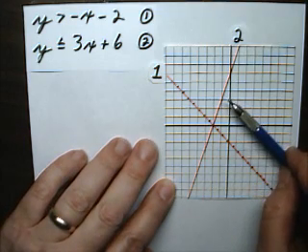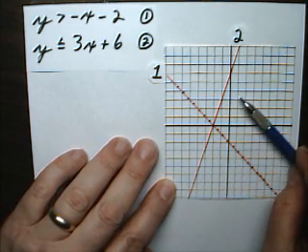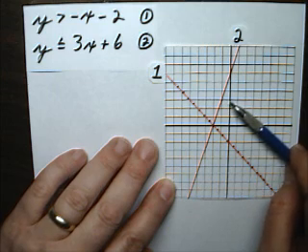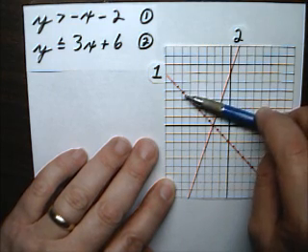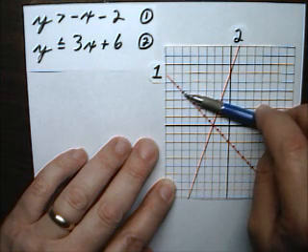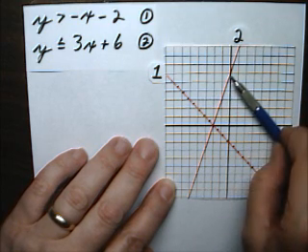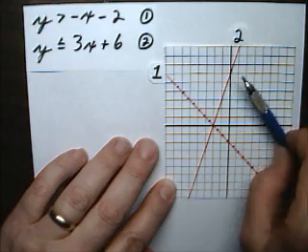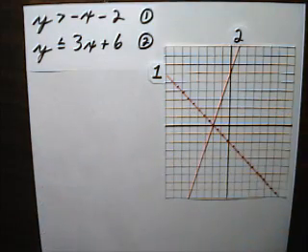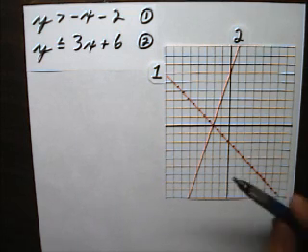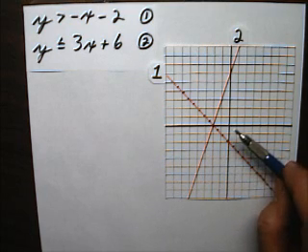Where you have to shade is tricky for systems of inequalities because it's just where the two shadings overlap. There will be a shading for inequality 1, there will be a shading for inequality 2, and there will be a place where those two shadings intersect. There will be a place on the graph where it's shaded for both of the inequalities.